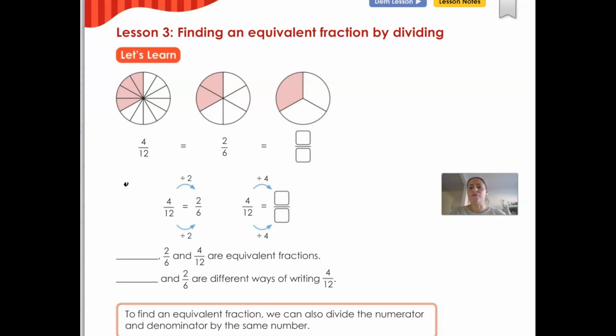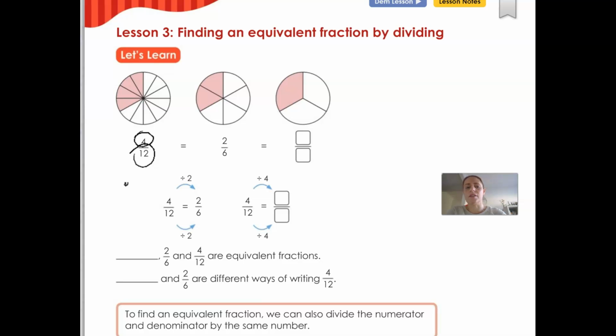So let's look at this first Let's Learn question. It says that 4/12 is the same as 2/6, which is the same as, I don't know. So let's remind you how to do this. 4 is the shaded section: 1, 2, 3, 4. So 4/12, 4 is your numerator and 12ths are your denominator. And then once again, the 2, the numerator, is the shaded part because it's the part we're looking at, whereas the denominator is the total.